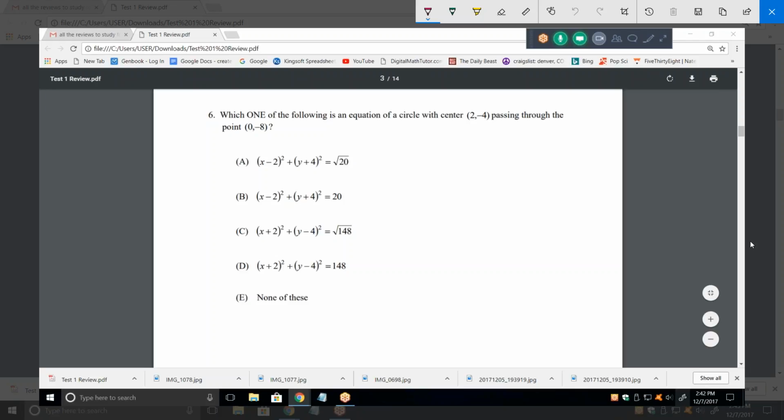Isn't it 2 pi r? No, I'm talking about conic sections. The formula for a circle is (x minus h) squared plus (y minus k) squared equals the radius squared, where h and k are the center.